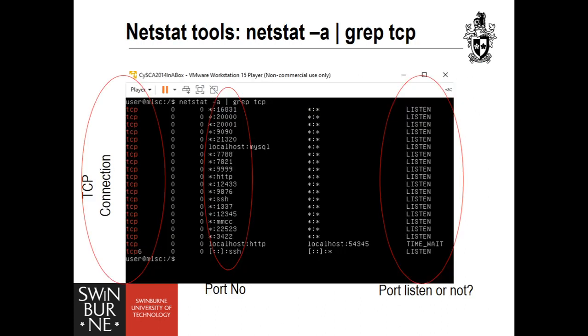So this is an example of the Netstat tool. Here, if we type netstat -a | grep TCP, grep TCP means you want to search for TCP only. Actually, if you run netstat -a, it will display many things. So this is a powerful network connection tool. This one refers to the protocol number. This one refers to the port. I mean, listening or not.